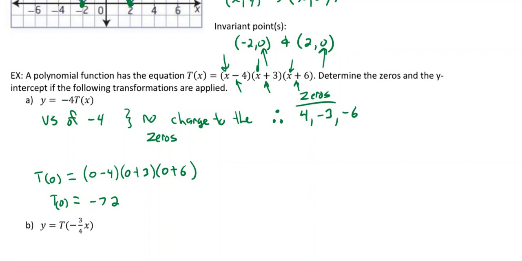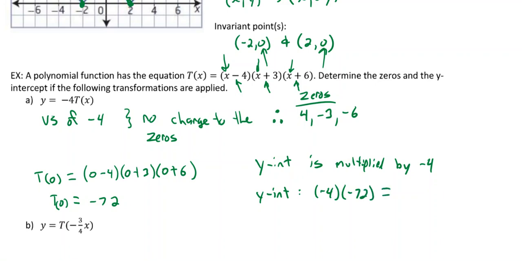Now I know that, according to our function here, let's write this out. The y-intercept is multiplied by -4. So the y-intercept would be -4 times our number there, -72. So yeah, 288.